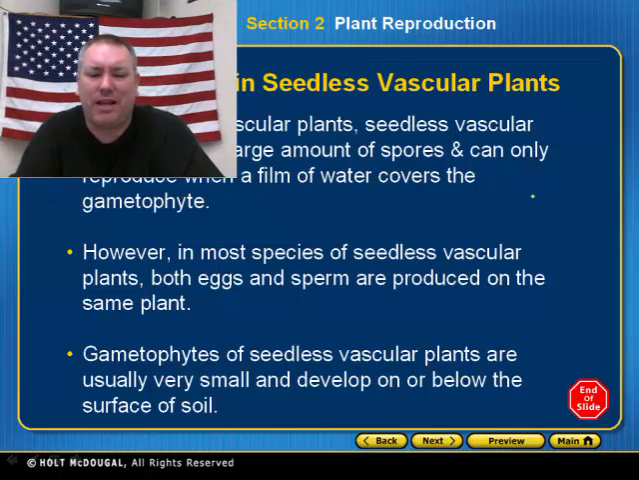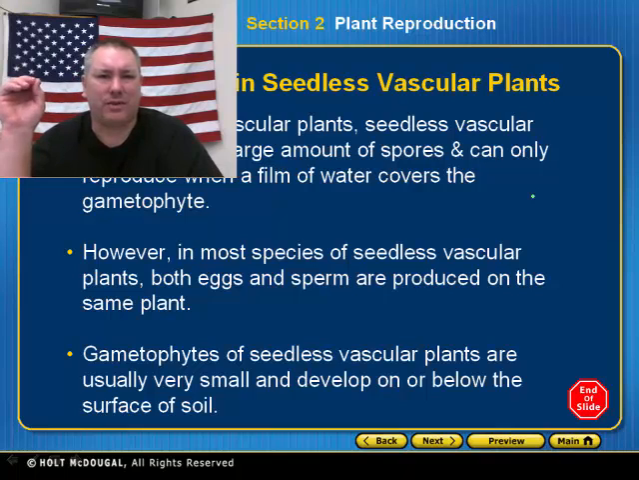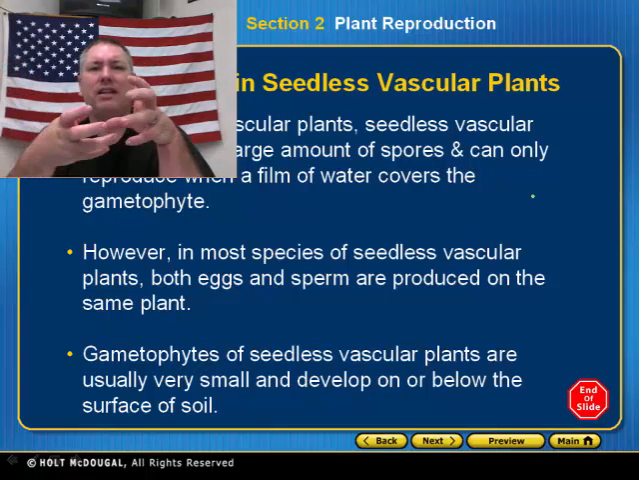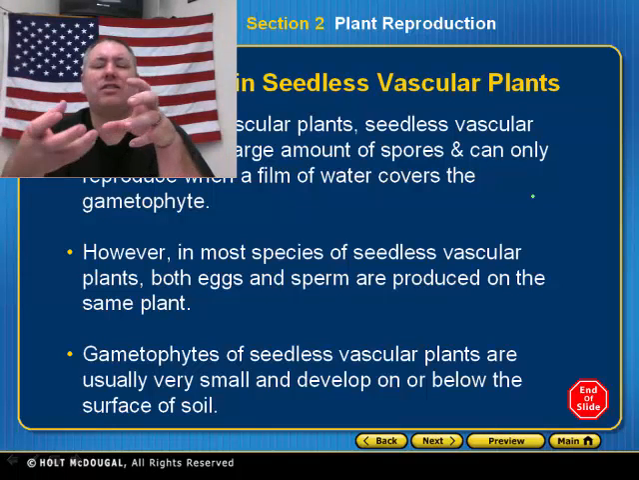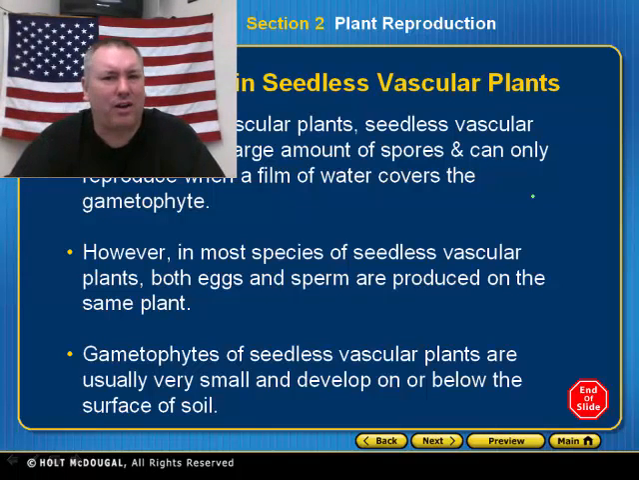Gametophytes of seedless vascular plants are usually very small and develop on or below the surface of the soil. In other words, those gametophytes, the male sperm and the female egg, are usually developed or created under the surface of the soil. If it does not develop there, ladies and gentlemen, it's not going to develop anywhere.